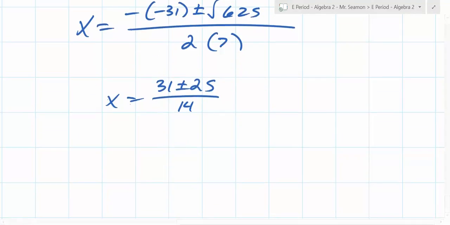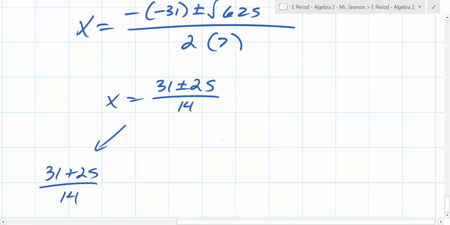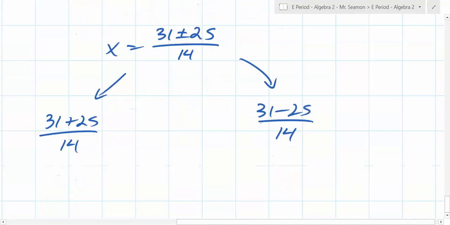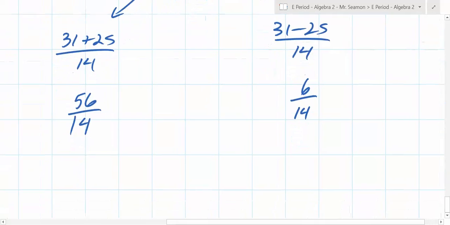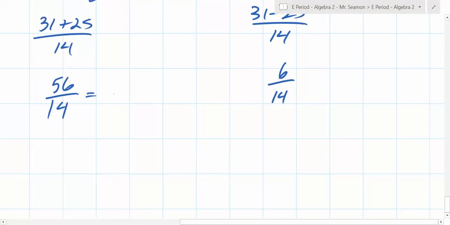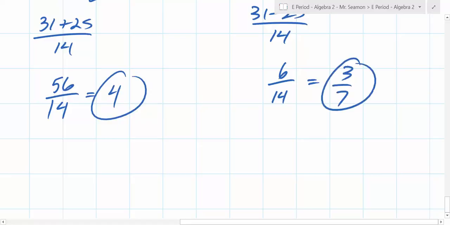So there are two answers there. There's negative 31 plus 25 over 14, but what else is there? Negative 31 minus 25 over 14. And this actually simplifies kind of nicely. You end up with negative 56 over 14, and what else do you end up with over here? You end up with negative 6 over 14. Do these simplify? What's 56 over 14? 4. And what's 6 over 14? 3/7. So that's where they come from.